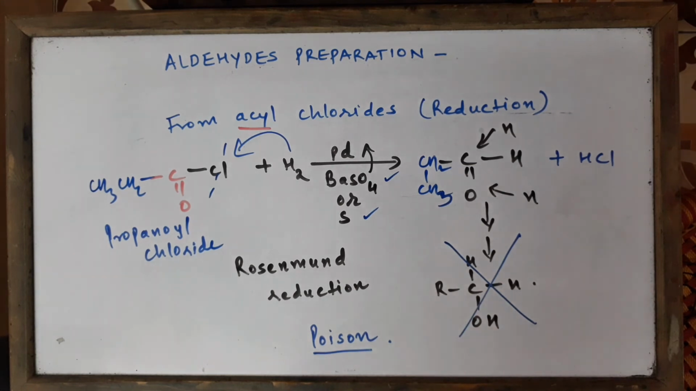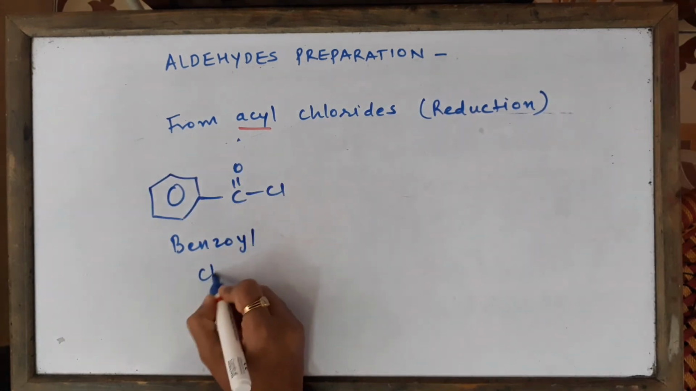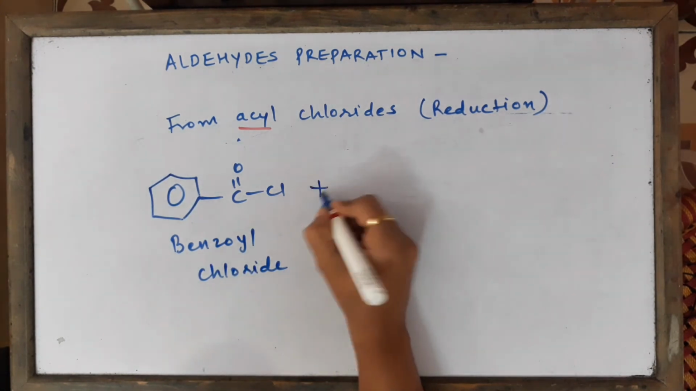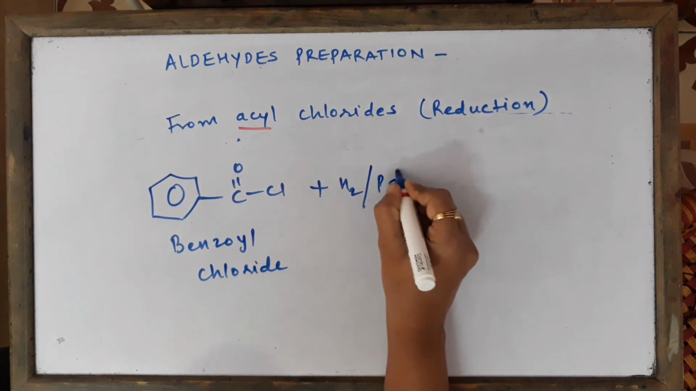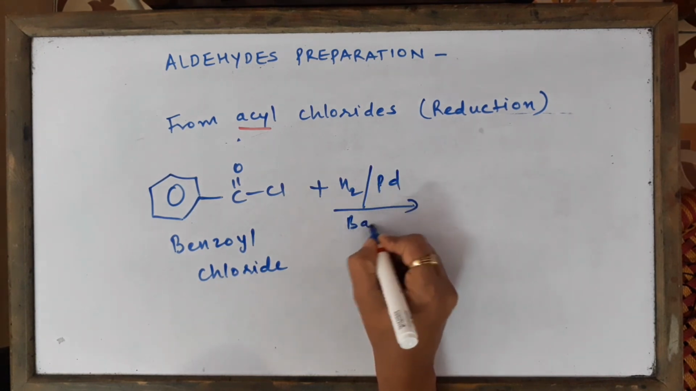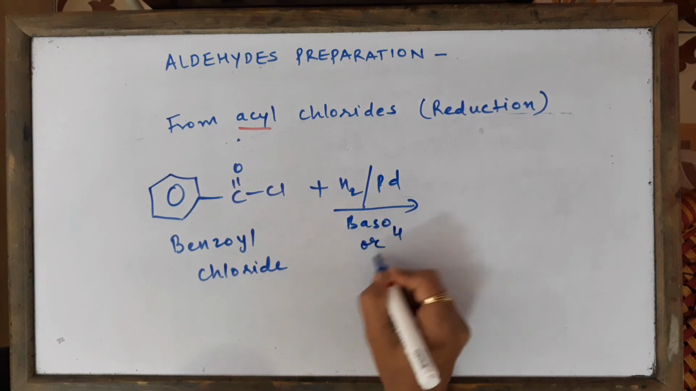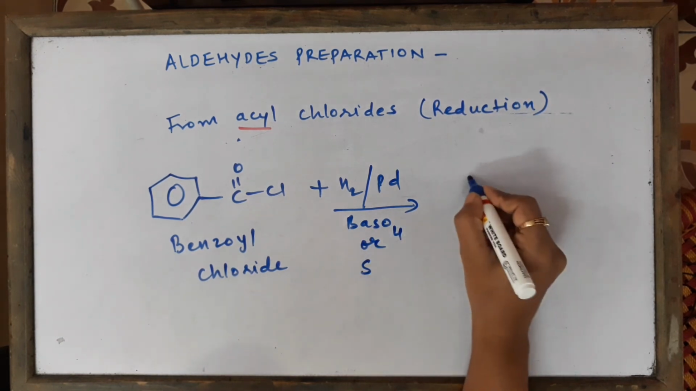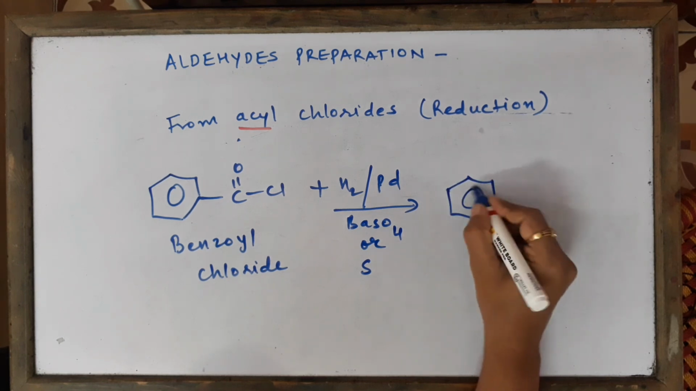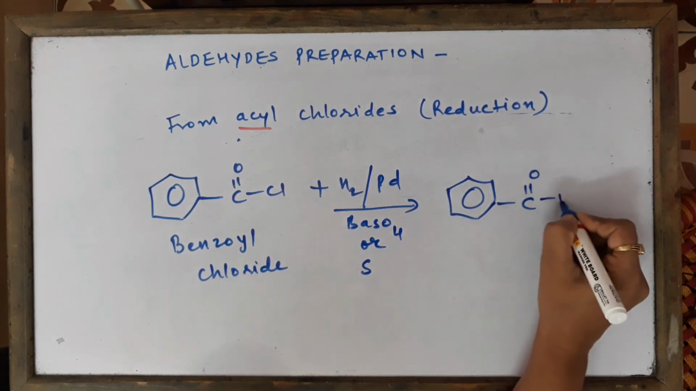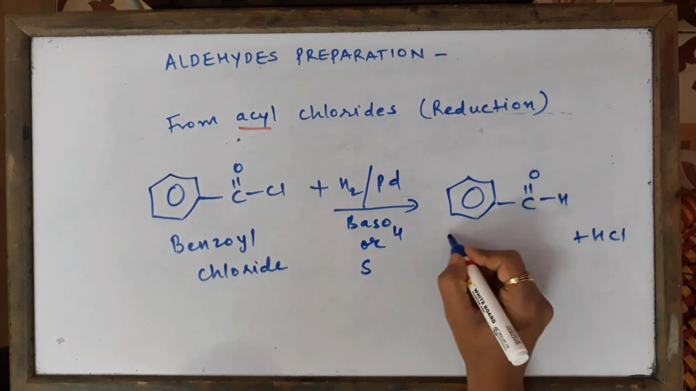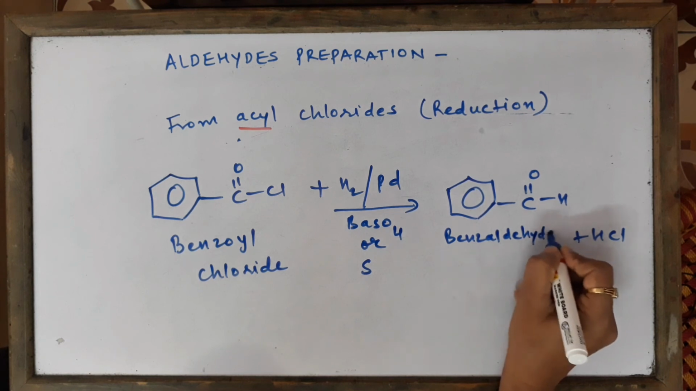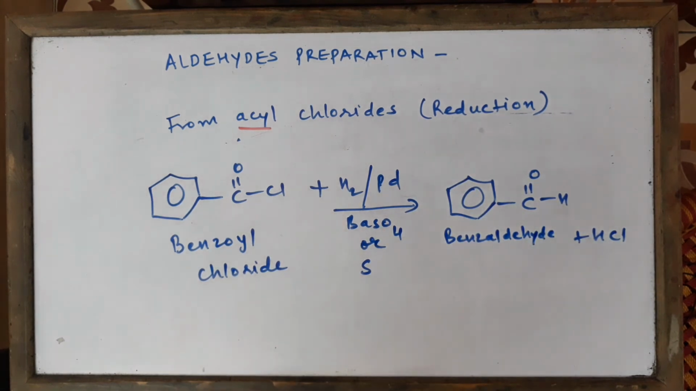One more example I'll show you. This compound is benzoyl chloride and we can do Rosenmund reduction of it. Hydrogen, palladium, on which we have sprinkled some amount of poison, barium sulfate precipitate or some sulfur powder. So we get benzaldehyde as my major product plus hydrochloric acid. This has to be written in the exam. You must know these names, children. Okay, so this was a very good method.